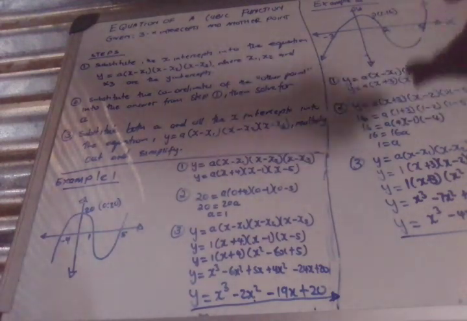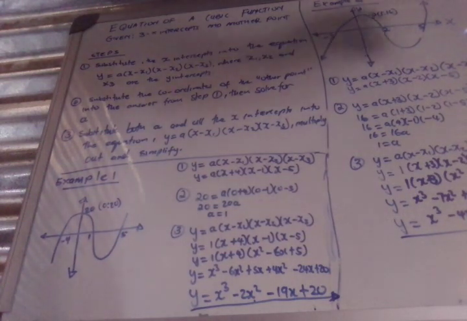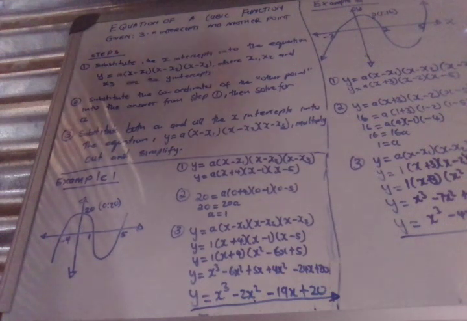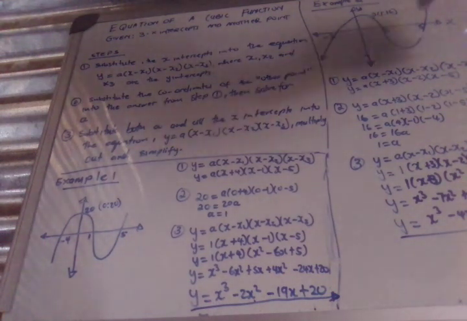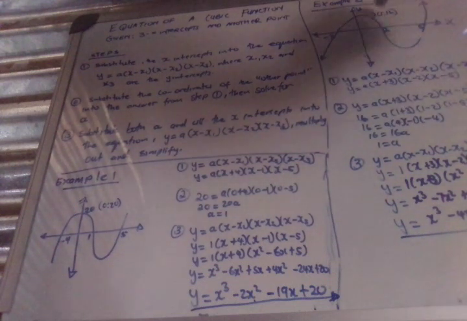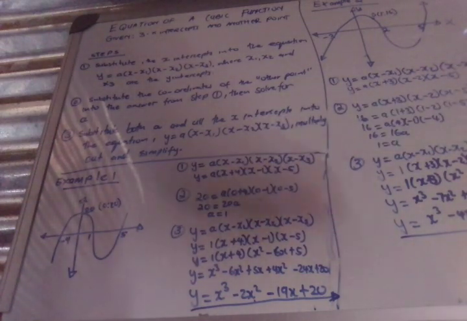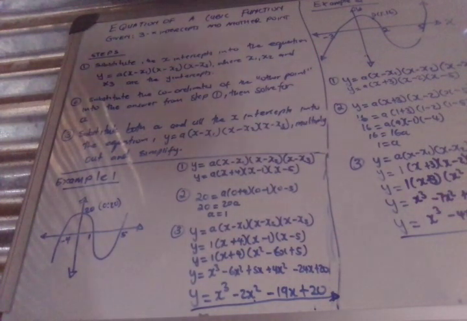I've got x plus 3, x minus 2 and x minus 5, okay, and the next step would be to substitute the coordinates of the other point into the answer that I got from step 1, okay? So here's the answer that I got from step 1, so I'm just simply going to take this and substitute 16 where I see y and 1 where I see x. This is what I did here, and then I ended up with a being 1, okay?